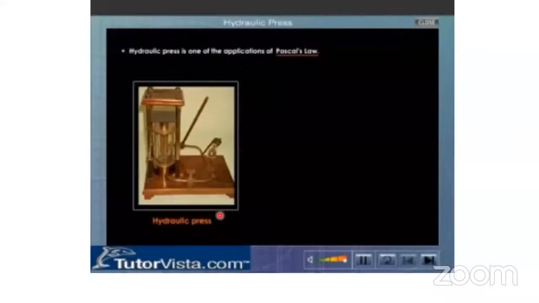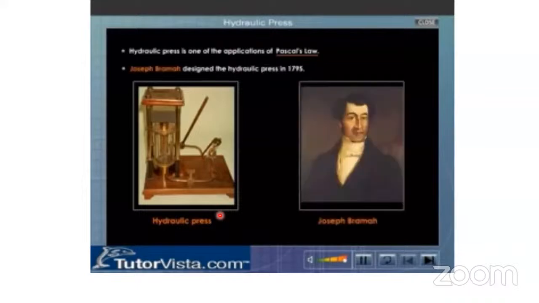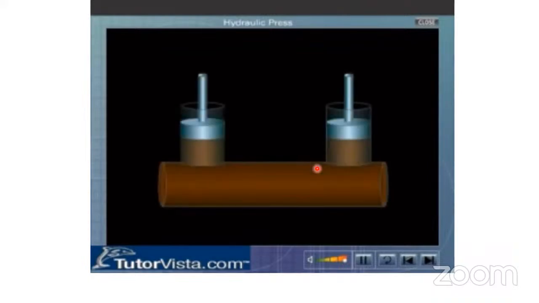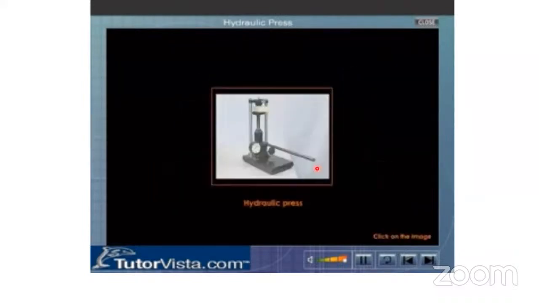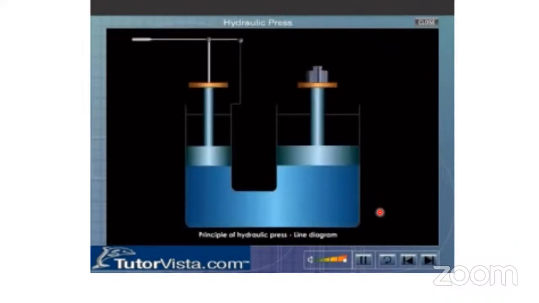Applications of Pascal's law. Joseph Bramah designed the hydraulic press in 1795. In a hydraulic press, a small force applied on a column of liquid is converted into a much greater force available to another column of liquid connected to the first. Let us see how this happens.